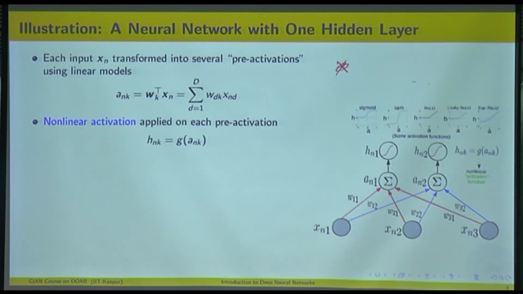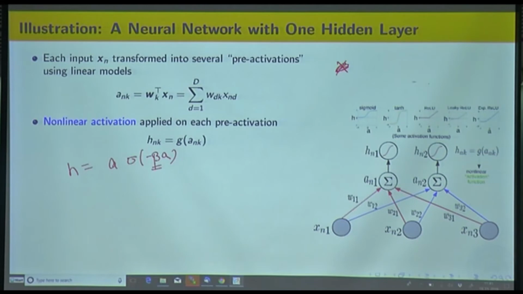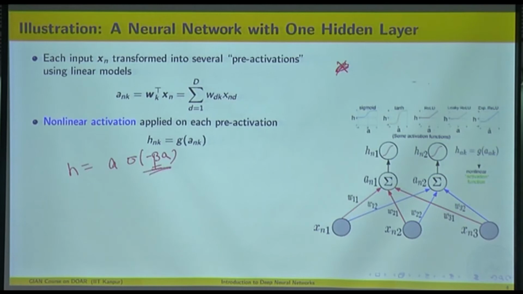Suppose H is A times sigmoid of beta times A. So suppose I define an activation function like this, A times sigma, where sigma is sigmoid, and there is a hyperparameter beta. If I tune it, you can verify what will happen. Suppose beta is equal to 0, then what will happen? The sigmoid will be 1 by 2, and H will be simply A by 2. So if beta is equal to 0, it's A by 2. It's just a linear activation function.